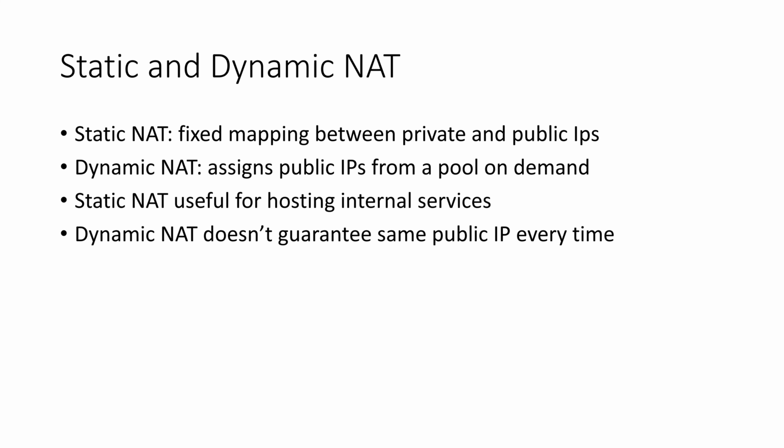In contrast, dynamic NAT uses a pool of public IPs and assigns them to internal devices on a first-come, first-served basis. So when a device inside the network makes an outbound request, it's temporarily assigned a public IP from the pool. Once the session ends, the IP can be reused by other devices. Dynamic NAT is efficient in terms of IP usage, but it doesn't guarantee a consistent address, making it unsuitable for services that need inbound access from the internet.